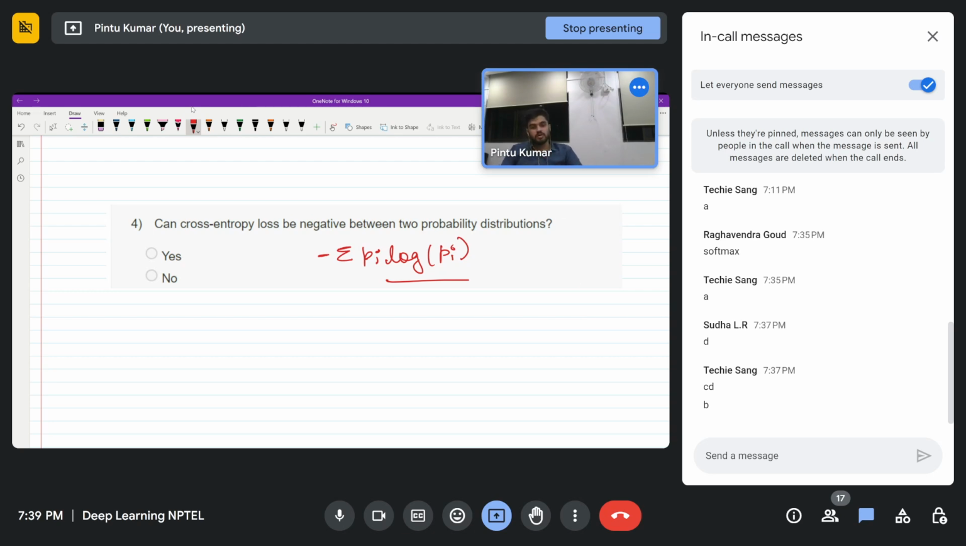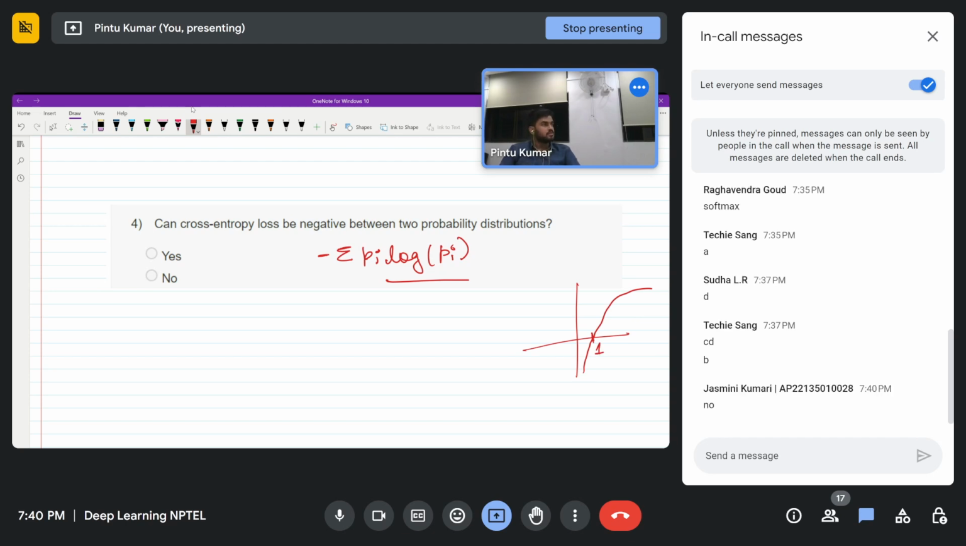So the log plot is something like this, I guess. This is for 1, right? So when your Pi is less than or equal to 1, then log Pi is always less than or equal to 0. Okay. So there is a negative sign ahead of it, so the overall value would always be positive. So cross entropy between two things is always positive. Okay.